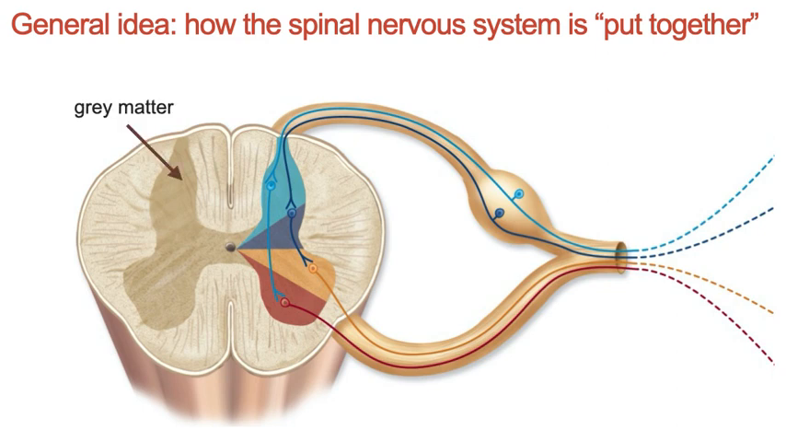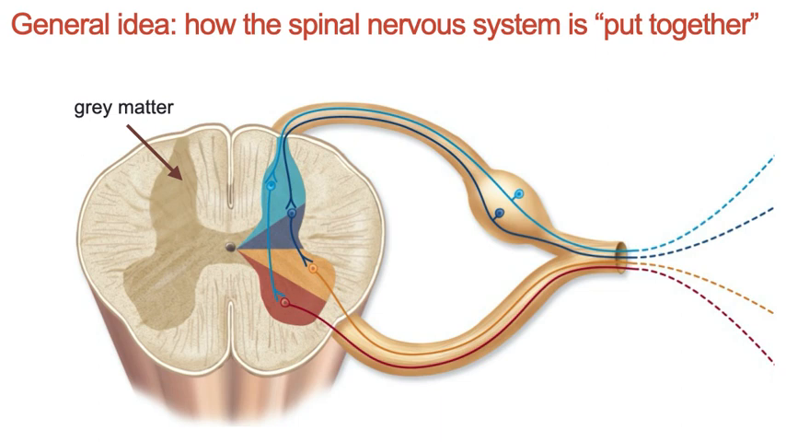The butterfly-shaped area is the gray matter, and it's made up mostly of the cell bodies of neurons. So remember the soma and the cell body of the neurons that I showed you in the very first image? Most of those are clustered together in the spinal cord toward the middle, and they make up this gray matter here, and it happens to be shaped like a butterfly.